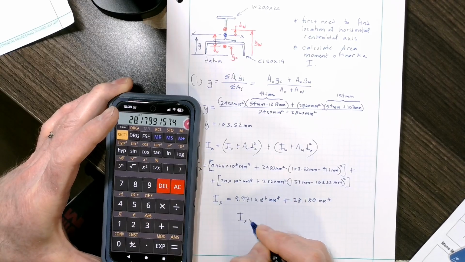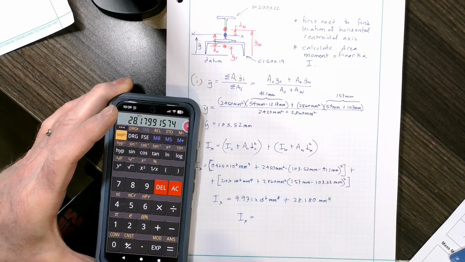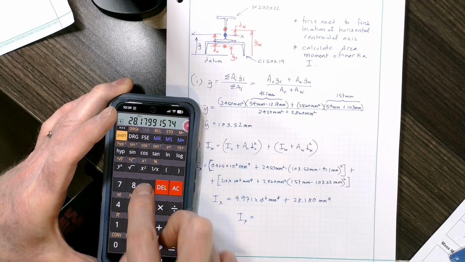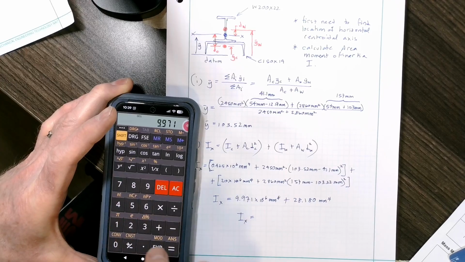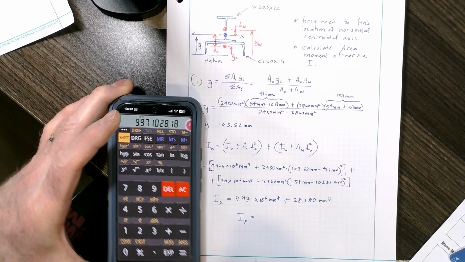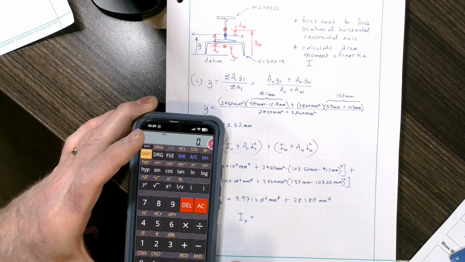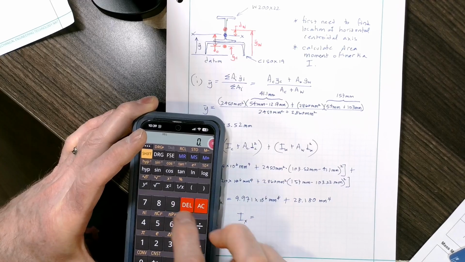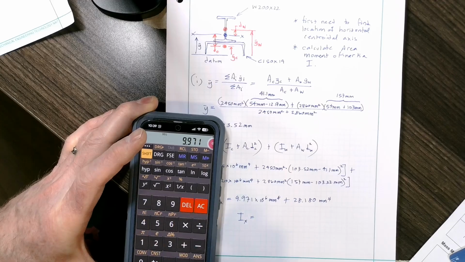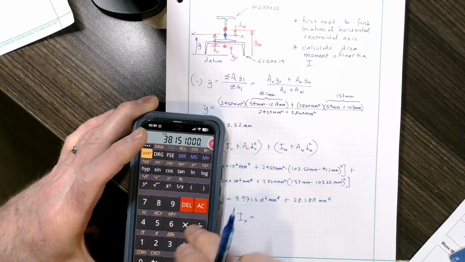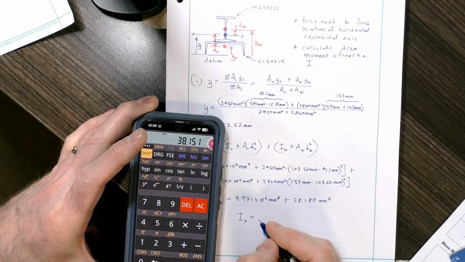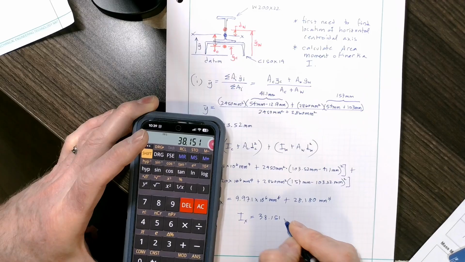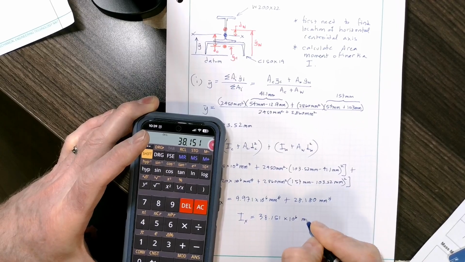The moment of inertia then, drum roll, the moment of inertia of the whole section is these two numbers added together. And I'm going to do that one again. I screwed that up. Do that again. 9.971 exponent 6 plus 28.18 exponent 6 equals 38.151 times 10 to the 6 millimeters to the fourth.